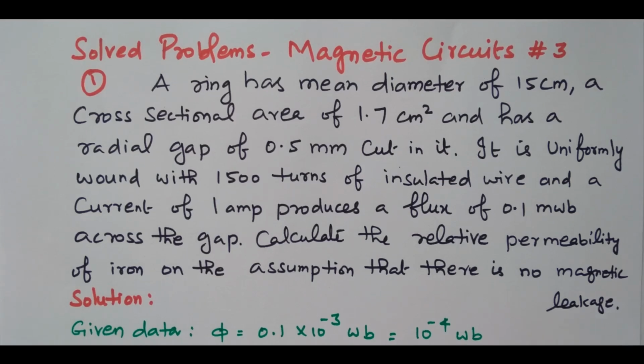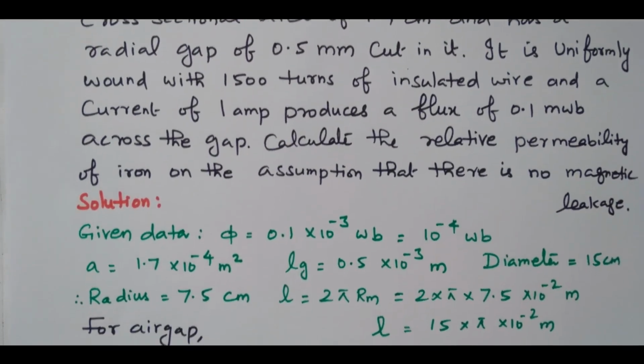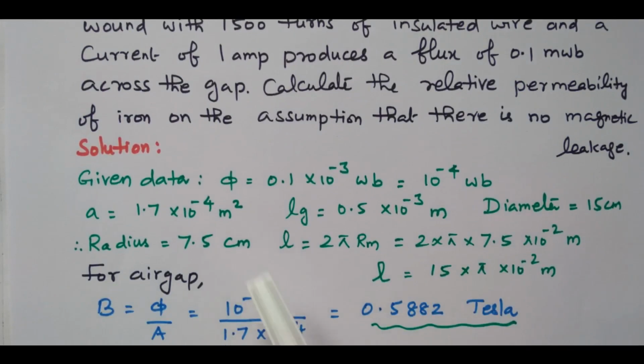Now we will see what data are available. The flux is given as 0.1 milliweber, so it is 0.1 into 10 to the power minus 3 Weber, which can be written as 10 to the power minus 4 Weber. The area is given as 1.7 centimeter square, so that is 1.7 into 10 to the power minus 4 meter square. The centimeter is converted into meter.